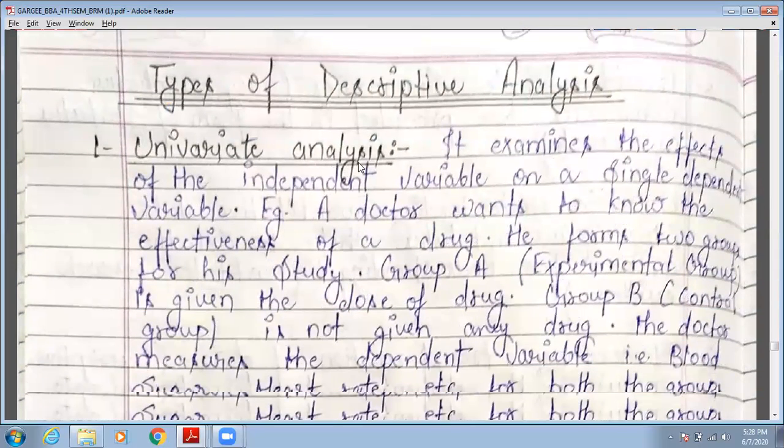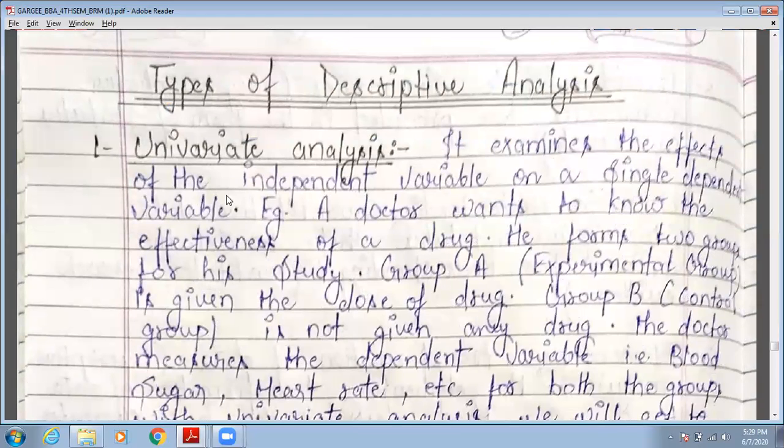First is univariate analysis. It examines the effect of the independent variables on a single dependent variable. So, if you want to test the effect of a single independent variable on a dependent variable, or you want to know the effect of various independent variables on a single dependent variable, then you will use this kind of analysis, which is called univariate analysis. The dependent variable must be single. If you want to see the impact of independent variables on a single dependent variable, that will be called univariate analysis.